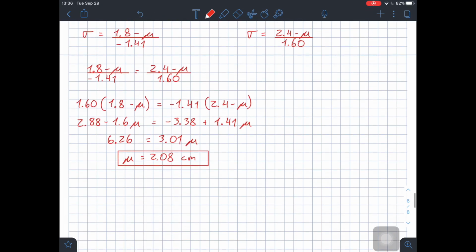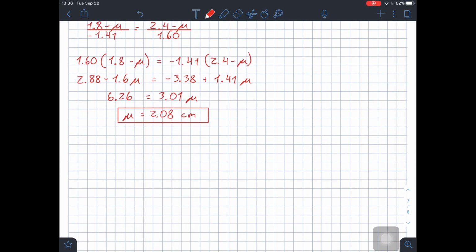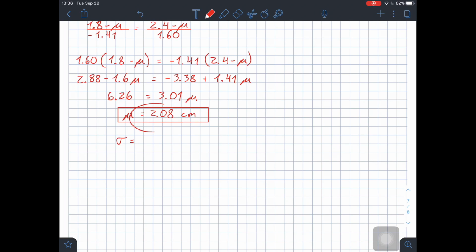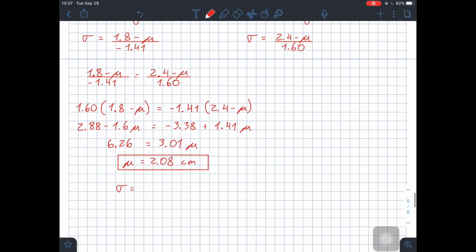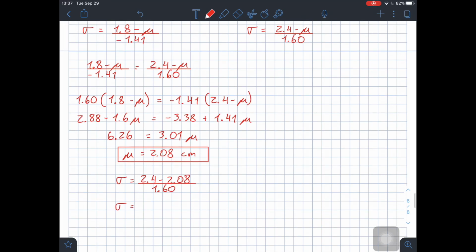So that's our mean. But now we need to find the standard deviation. To find the standard deviation, we can plug in this mean we just found into this formula, for example, or into this formula. I'm going to plug in the second one, which looks a little bit easier. So we're going to say that the standard deviation is 2.4 minus 2.08 divided by 1.60. So if you solve this, we're going to get the standard deviation, which would be equal to 0.2 centimeters.